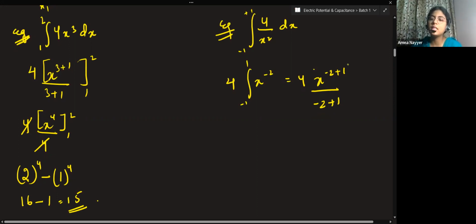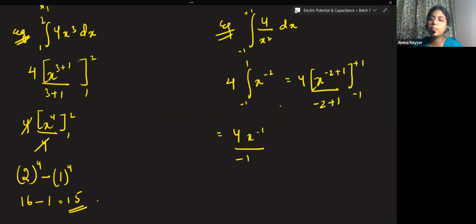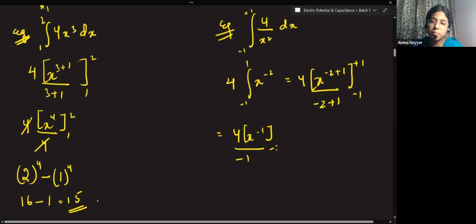All right. Now see, the limits are from minus 1 to plus 1. Now see, this is 4. Minus 2 plus 1 is minus 1. So this becomes x to the power minus 1 divided by minus 1 only, and the limits will be the same, from minus 1 to plus 1. So 4 divided by minus 1 is minus 4 only. Now x to the power minus 1 is the term that is left, and the limits are from minus 1 to plus 1.